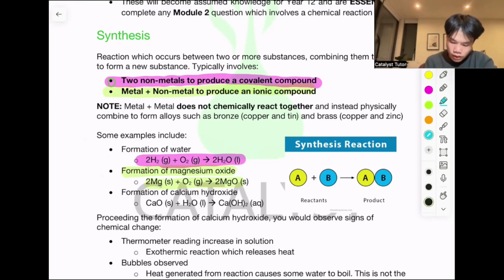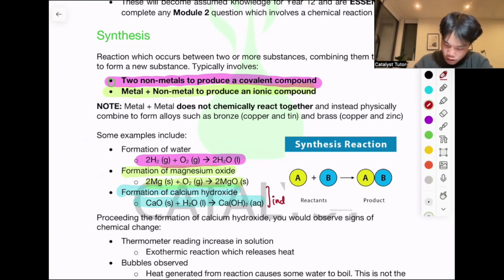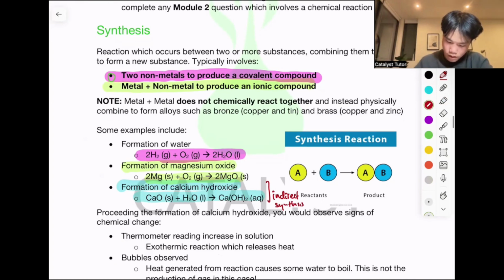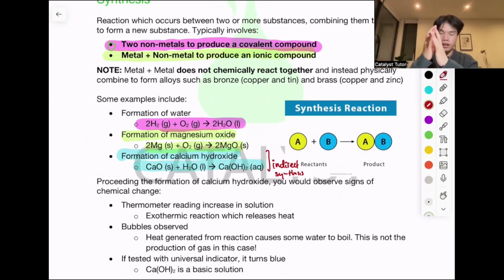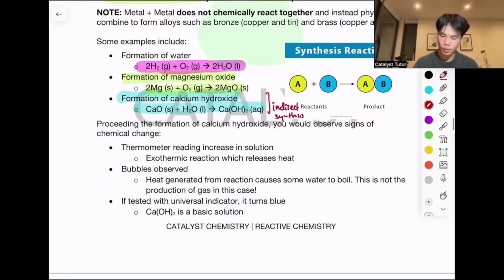The last case is a bit strange. Formation of calcium hydroxide, or the reaction of calcium oxide with water to make calcium hydroxide. This isn't a direct synthesis in the way we saw with the ones before, but because you're combining 2 things into one, it's still a synthesis, and this is what we call, a bit more specifically, an indirect synthesis. Still a synthesis. So the bottom line, if you're going 2 things into one, it's a synthesis reaction. This doesn't describe a specific reaction.